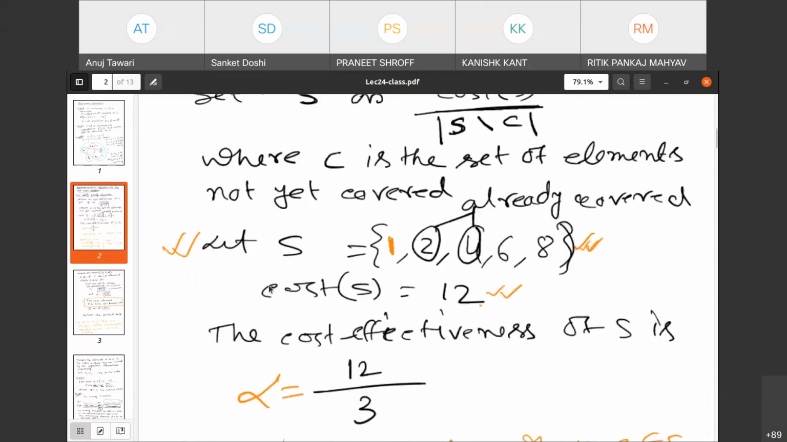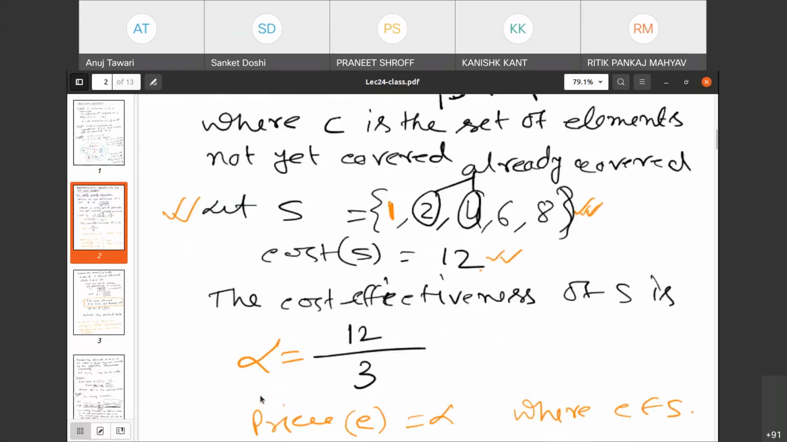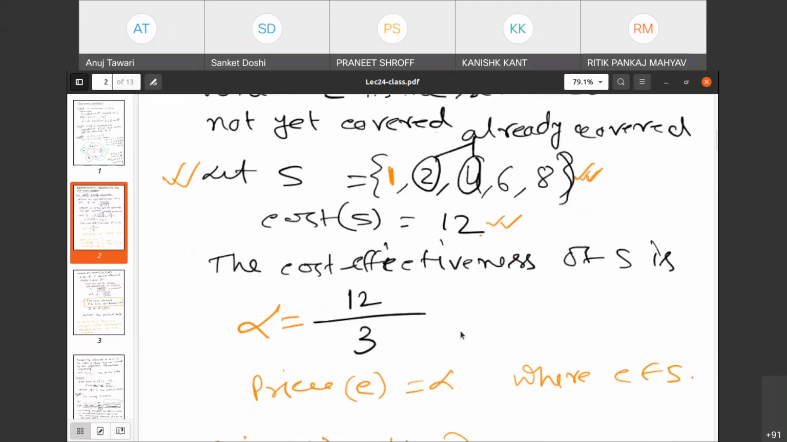So for instance, if we have this set S: 1, 2, 4, 6, 8, and 2 and 4 are already covered by previously chosen sets. And let's say the cost of including this set S is 12. So there are three new elements which are being covered by this set S. So the cost effectiveness will be just 12 by 3. Right? Cost divided by the set of uncovered elements. Uncovered elements are 1, 6, and 8. So the cost effectiveness we will denote by alpha, and in this case, alpha is equal to 4.